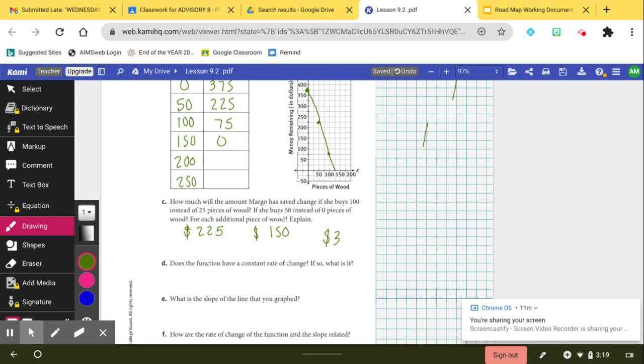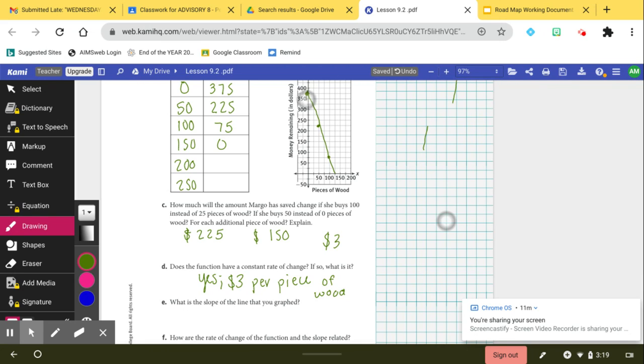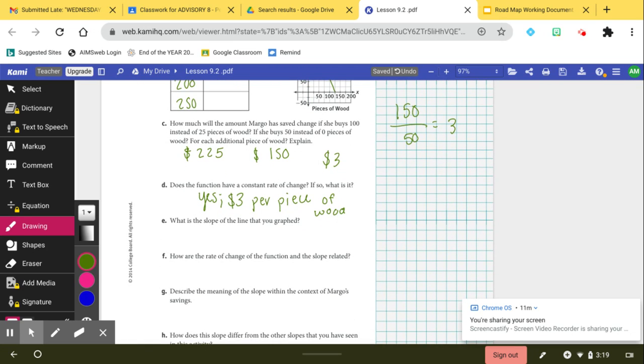So does the function have a constant rate of change? Yes. It's the $3 per piece of wood. And then it says, what's the slope of the line that we graphed? Well, we go 375 to 225, so that's 150. 150 for 50 pieces of wood. So that would be 3. So the slope is 3. How are the rate of change of the function and the slope related? They are the same.